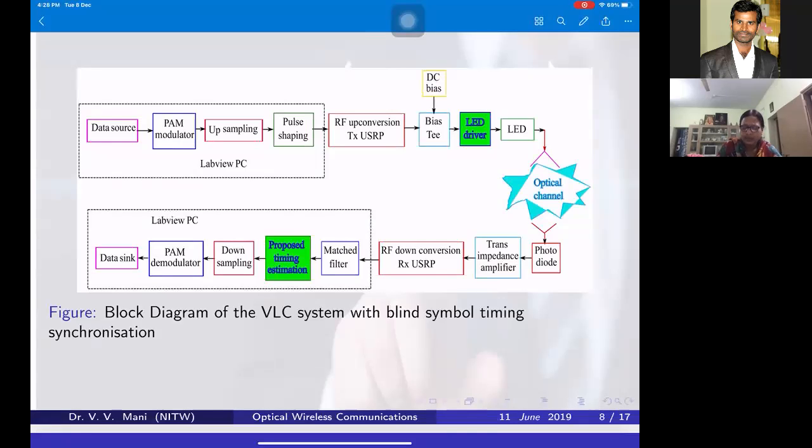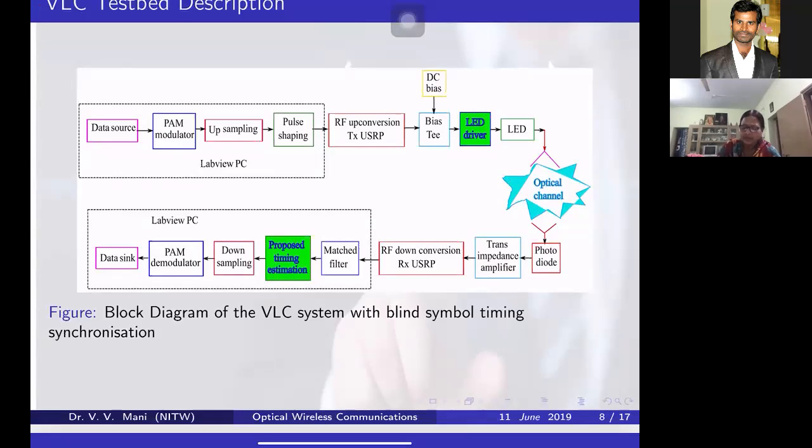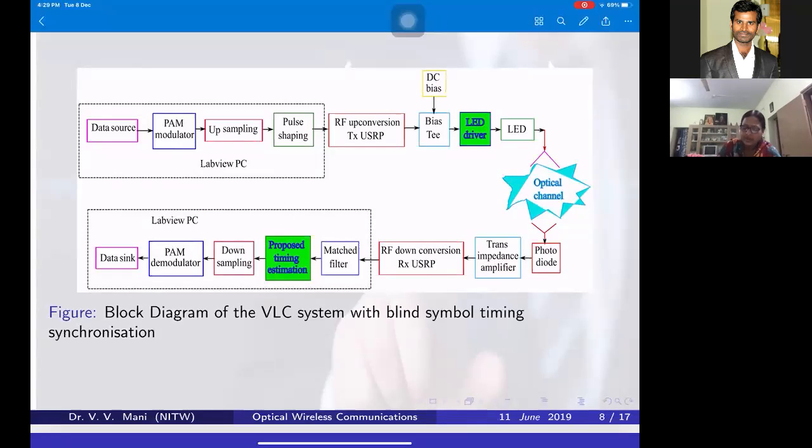That output is connected, as I already said, we have to bring it to the clamping level. That means all the negative values have to be brought to the positive side, through a bias value. Then we designed a driver circuit to drive the current to the LED, and the signal is passed over the wireless channel. We used a photodiode and a transimpedance amplifier. Then the down-converted signal is given to the USRP.